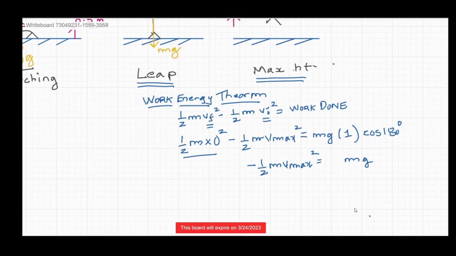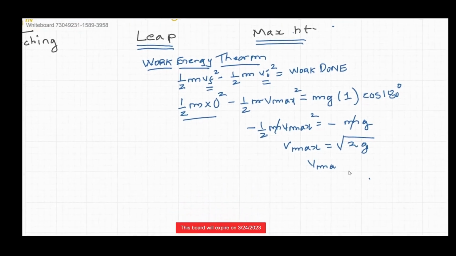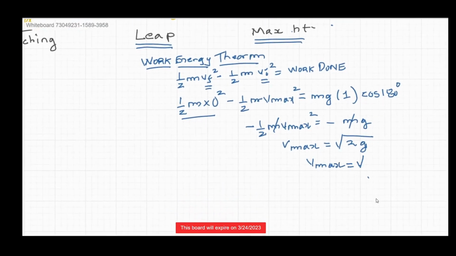So this is your negative mg, right? So this m and m will get cancelled. So therefore we now get the value of v max. So v max will be square root of 2g. So therefore now, from using the work energy theorem, we have got the value of v max. So v max will be equal to square root of 20.